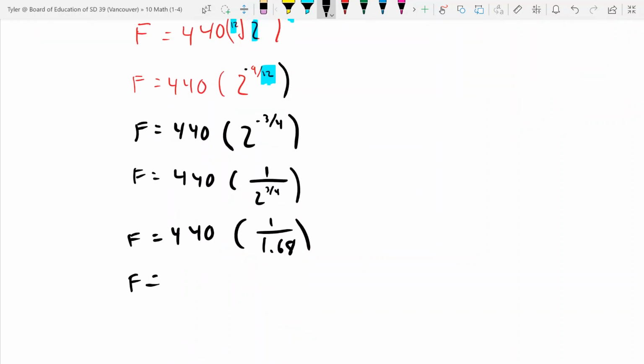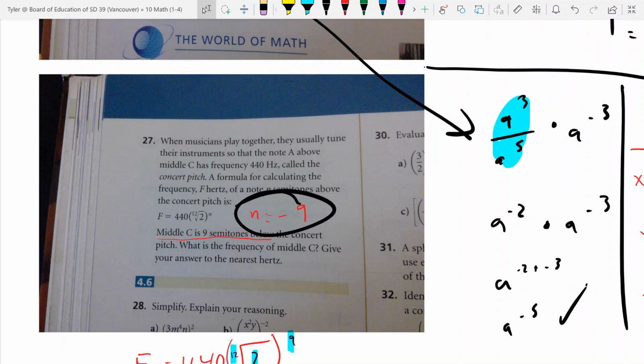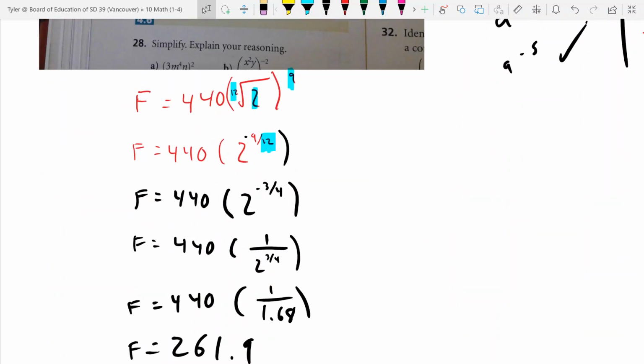Okay. Put it in your calculator, figure it out. And then when you do it, as your final answer, sorry, give me one sec. You get 261.9, and I think the question asks you to round it to the nearest hertz or whatever it is, and that's your final answer. So, like I said, this question's only hard because you have to figure out that n is negative 9. Once you know that, you just apply exponent law and figure out your answer. And that's it.